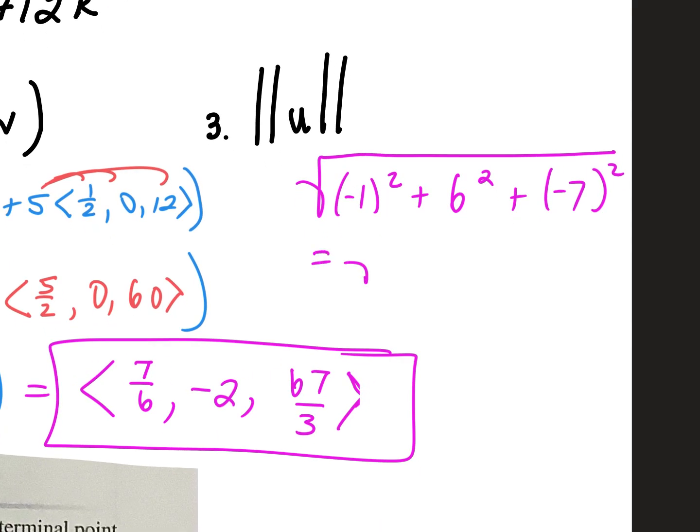So simplify. What's -1 squared? 1, plus 6 squared is 36, plus 7 squared is 49. Now we're going to add that together. What's 49 plus 1 plus 36? 86. Okay, now you're like, uh-oh, I don't know if that breaks down or not.